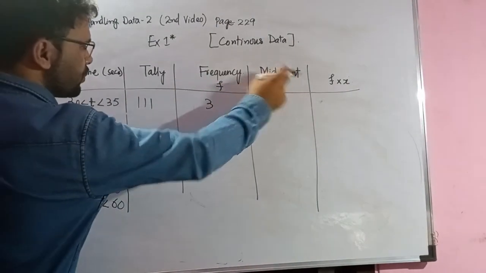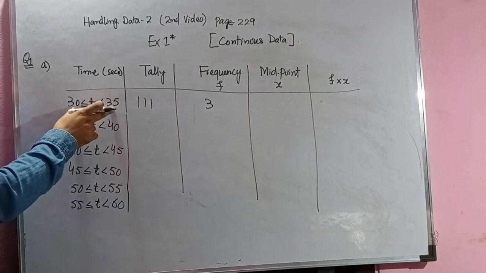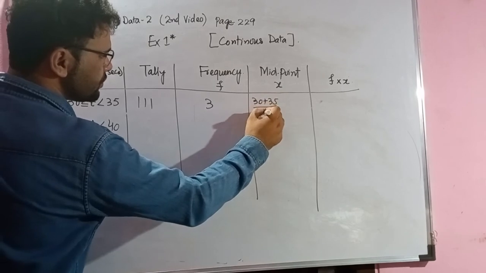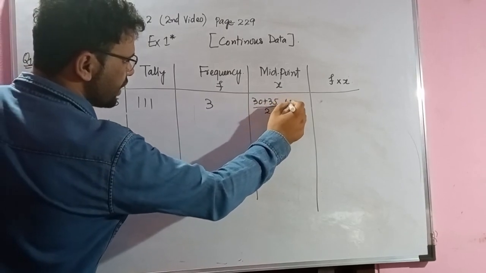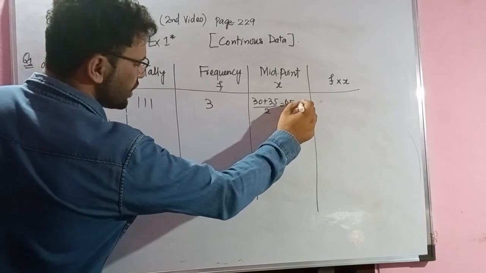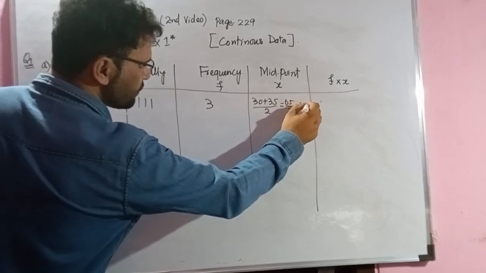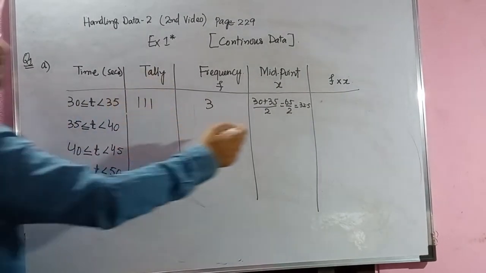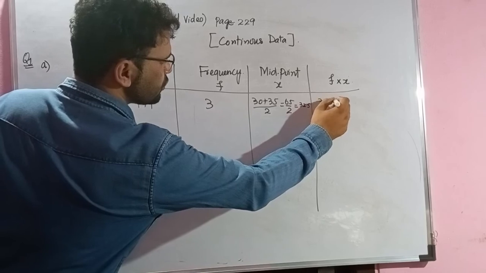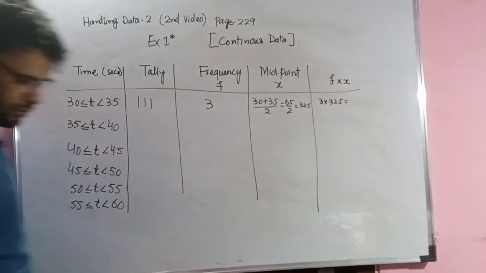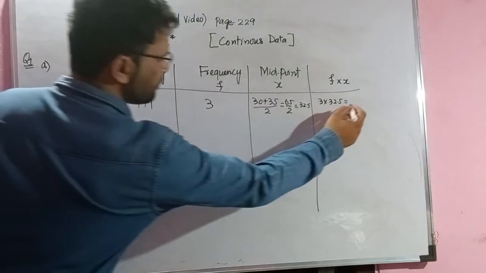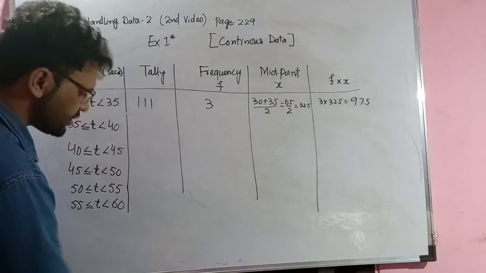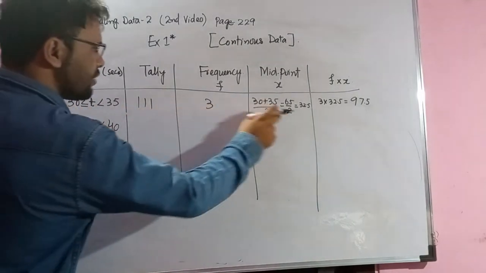Now to find the midpoint, what is the midpoint? Midpoint of the upper and lower limit, that is 30 plus 35 divided by 2, that is 65 divided by 2, that is 32.5. Now f into x, that is 3 into 32.5. If I calculate that value, it will be 97.5. Similarly, for every class we have to do this.